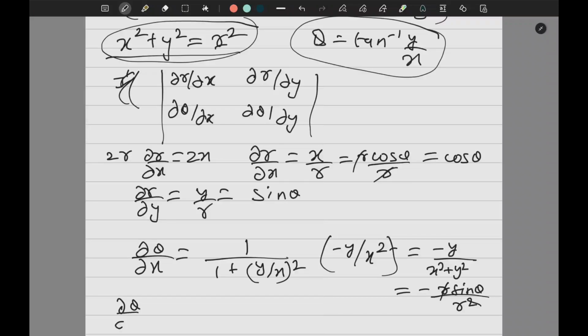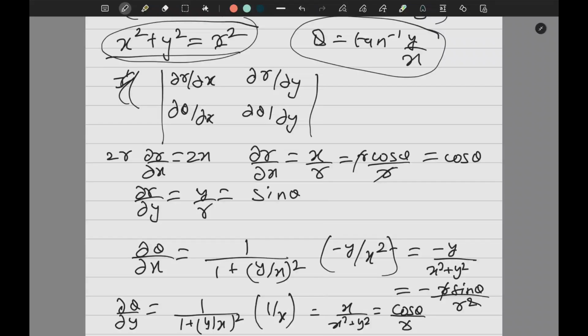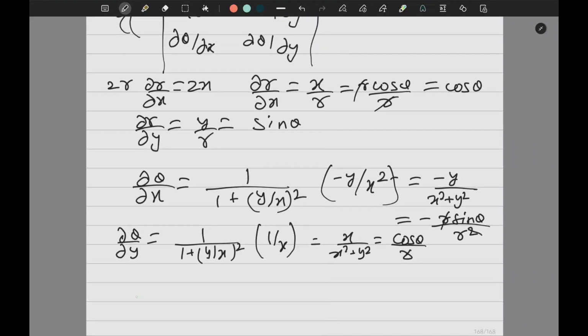Same way, ∂θ/∂y when you are doing 1/(1 + (y/x)²), and by chain rule, the differentiation of y/x is 1/x. So this will become x/(x² + y²), so it will become cos θ/r. Correct? So what will be my determinant here?